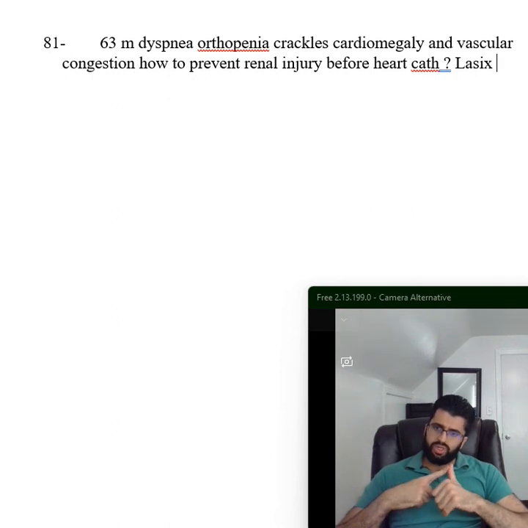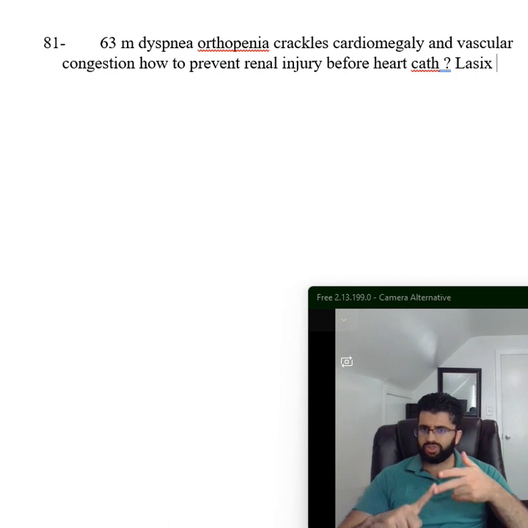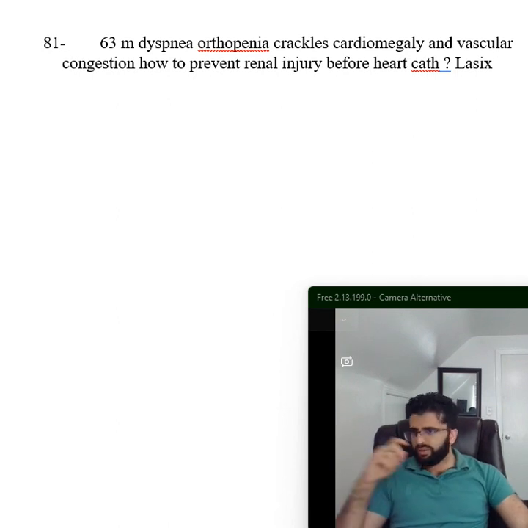What you want to do is optimize renal function: 0.9% saline, hold NSAIDs, use the lowest volume of contrast agent possible. Okay, this is what you want to do. This is how you treat that patient. So optimize their volume.